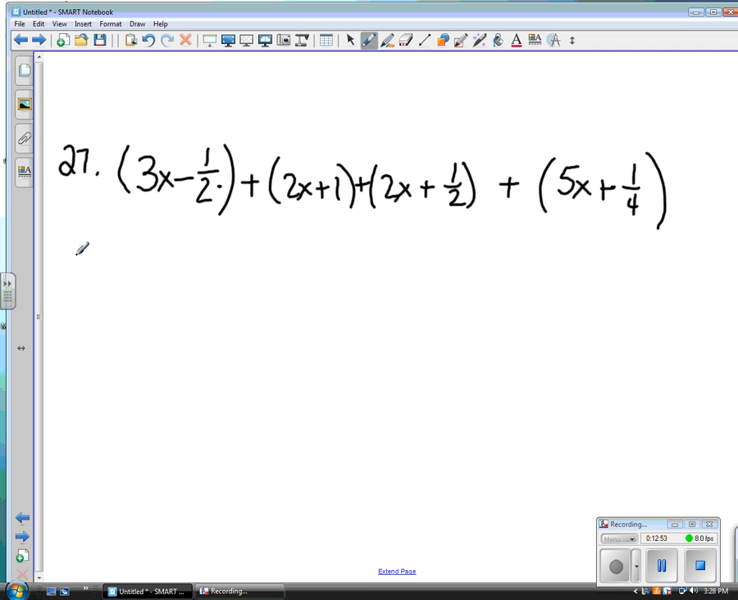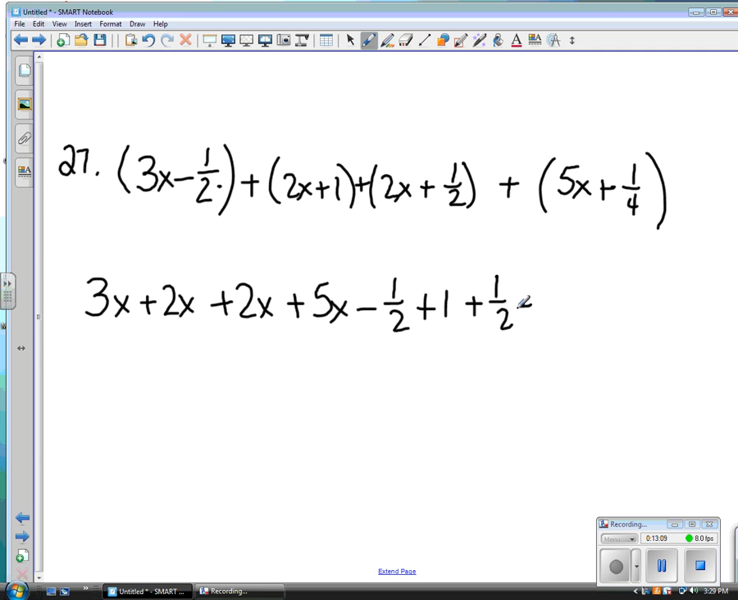Nothing to do inside the grouping symbols, so I'm going to now rearrange things. So 3x plus 2x plus 2x plus 5x. Those all come from my x terms. Minus 1/2 plus 1 plus 1/2 plus 1/4. Once I add these, I want to have 3 plus 2, which is 5. 5 plus 2 is 7. 7 plus 5 is 12.